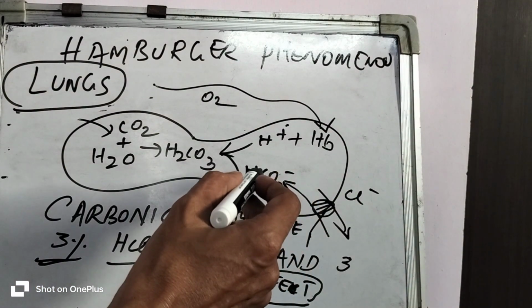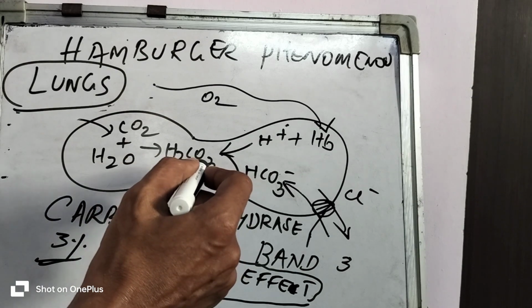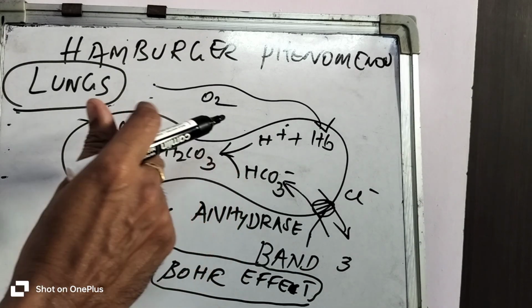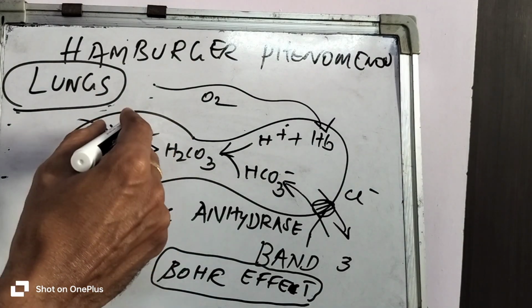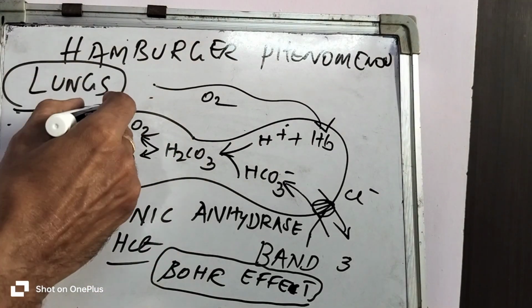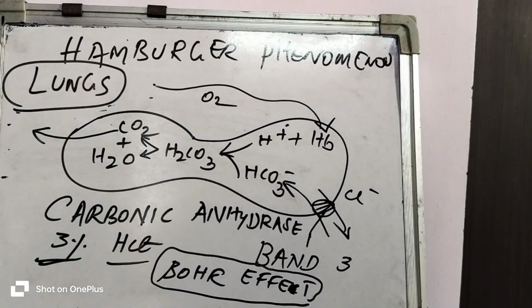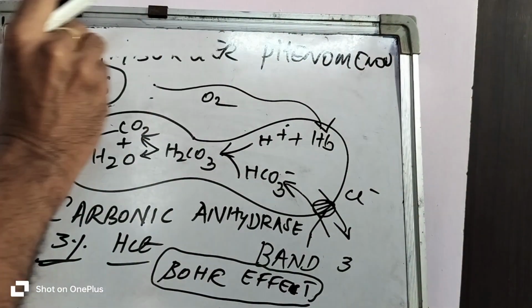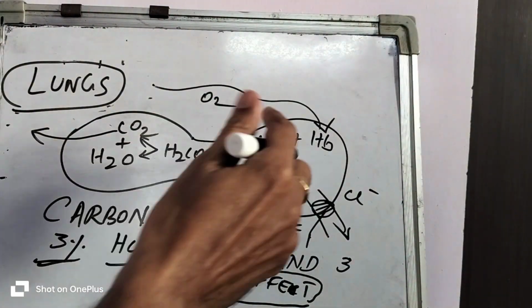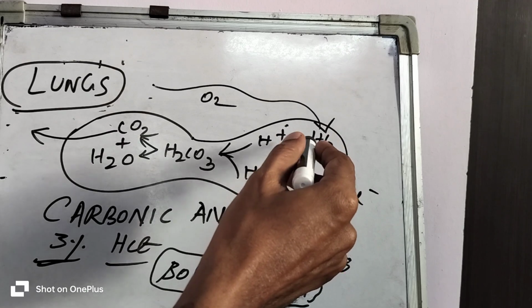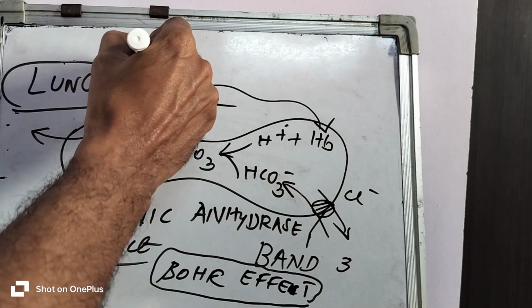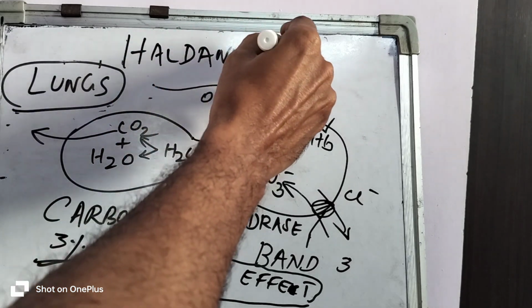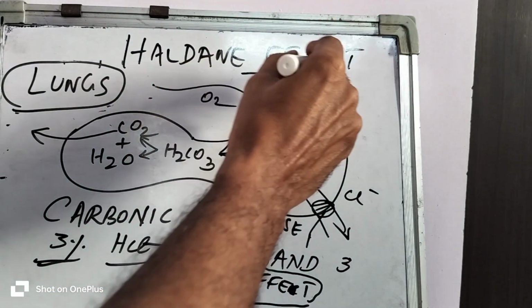Now this bicarbonate combines with H plus and forms H2CO3, that is carbonic acid, which dissociates into H2O and CO2, so water and carbon dioxide, and now this carbon dioxide is given out. This process is a reversal and is called the reverse of chloride shift. And here again the entry of oxygen causes unloading of carbon dioxide, and this effect is called the Haldane effect. So an increase in oxygen causes unloading of carbon dioxide.